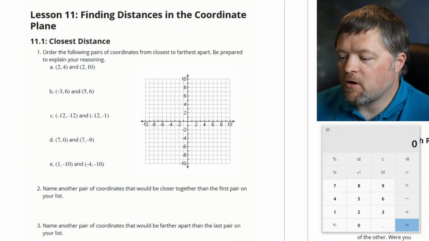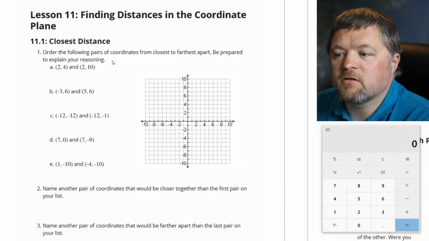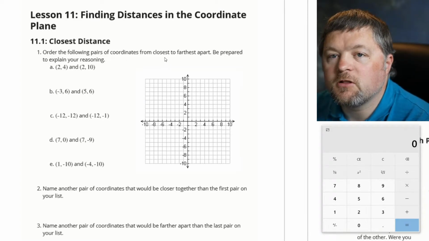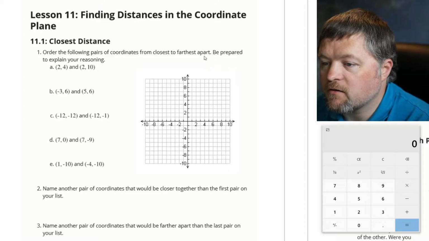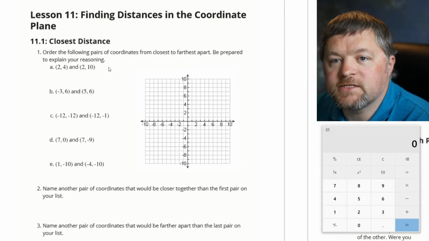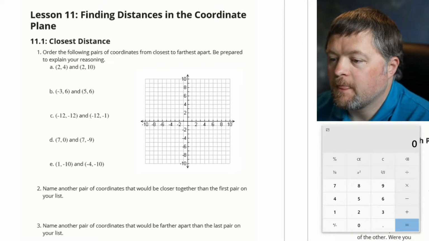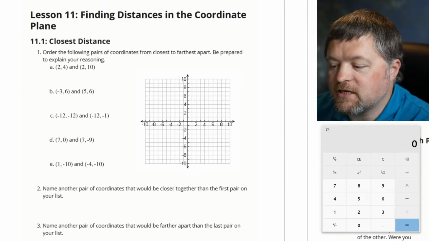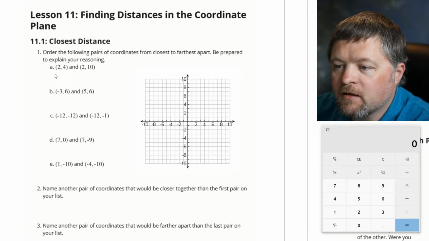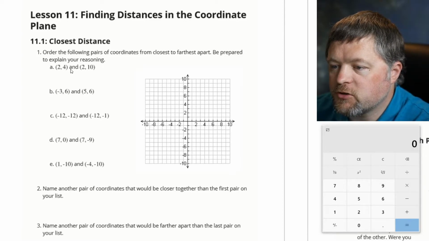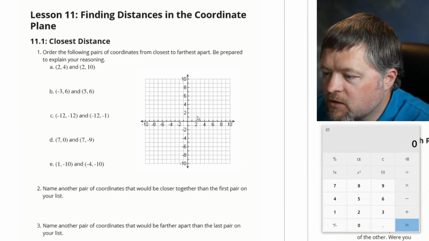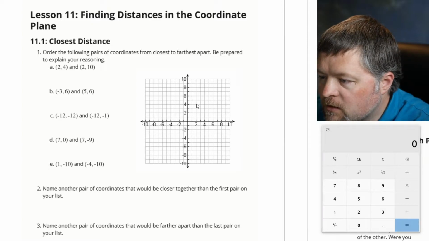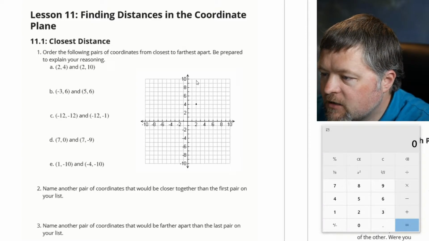Okay, our first problem here says, order the following pairs of coordinates from closest to farthest apart. Be prepared to explain your reasoning. I added a coordinate plane over here just so these are a little easier to look at. Our first 2 points are the point 2,4 and 2,10. So 2,4 is here, and 2,10 is here.